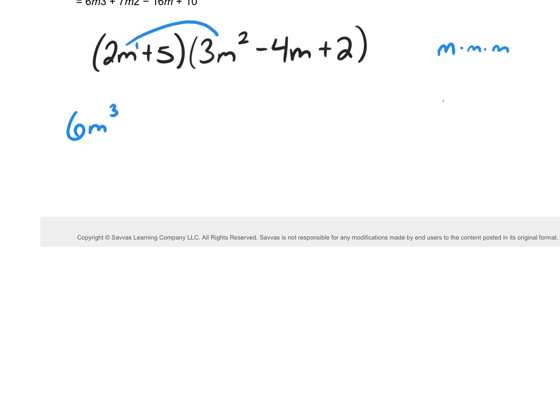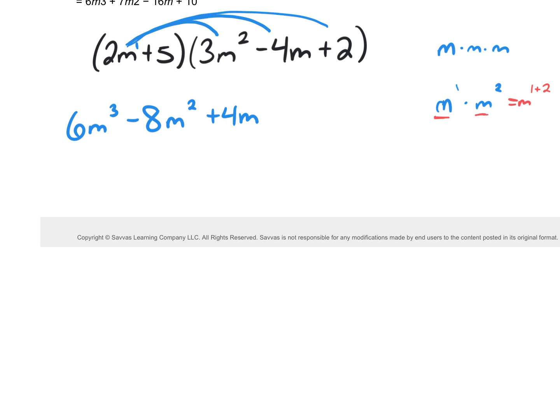So when you're multiplying powers of the same base, what I mean by that is they have the same base below the exponent, you are going to add those two exponents together. Okay? Now I'm going to multiply 2m times negative 4m. So what's 2 times negative 4? Negative 8. What's m times m? Yep, putting them together, you get m squared. And then last one here, we have 2m times 2, plus 4m.